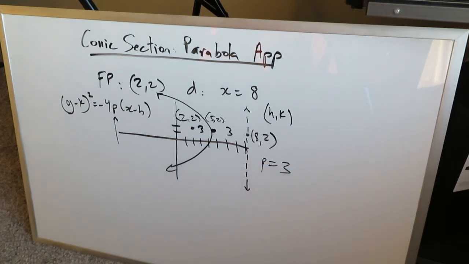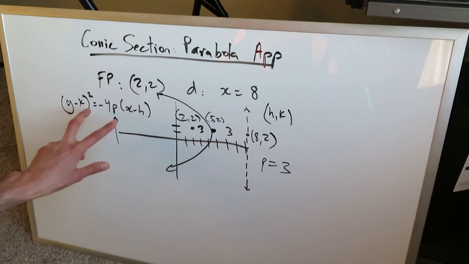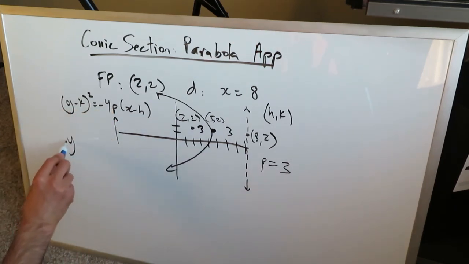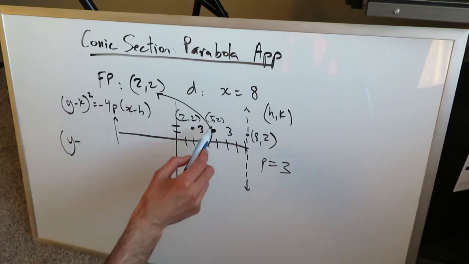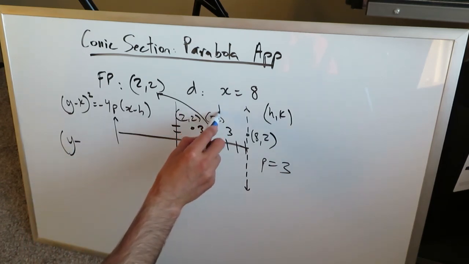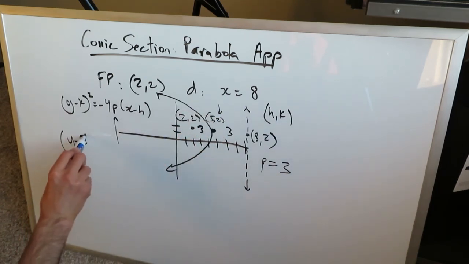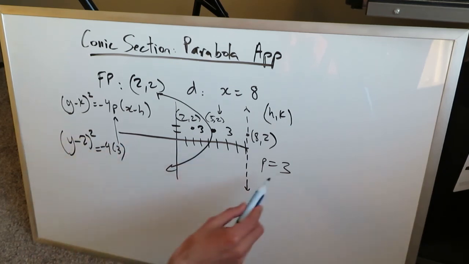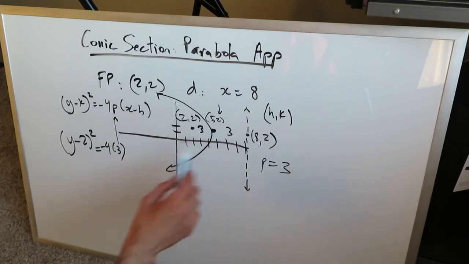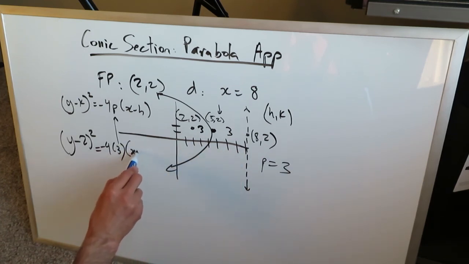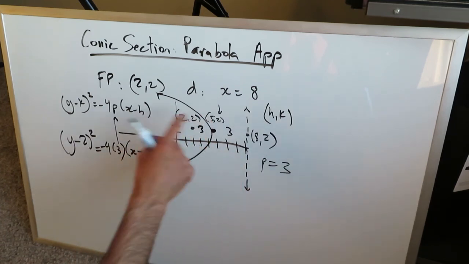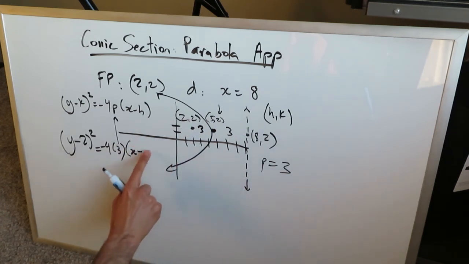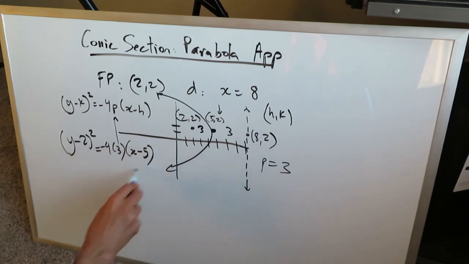Let's plug in these items. We have our h and k, which are the vertex. We have the p of 3. We're just plugging in these items. So we have y minus k, and here's my k value, 2, whole squared is equal to minus 4 times p, which is my 3, which I can see clearly from my graph, times x minus h. H here is the x coordinate of that vertex, x minus 5.